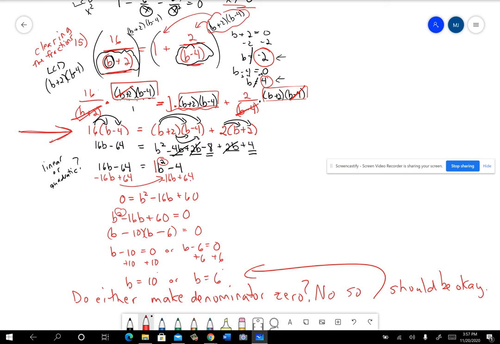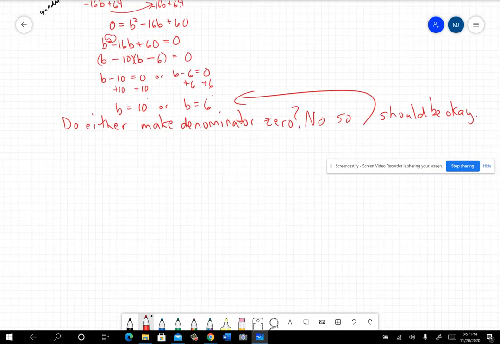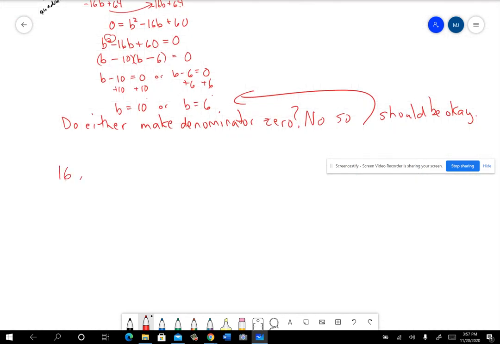All right, and then I had one more example kind of like that one. So let's try another one. All right, let's look at number 16. Number 16 is 1 over m minus 4 minus 6 over m plus 4 equals 3 over m squared minus 16.